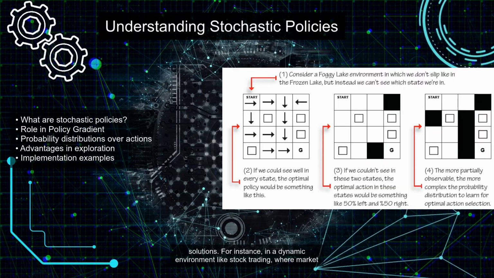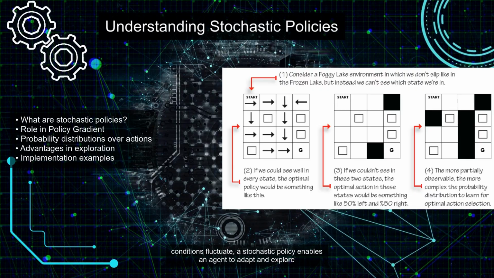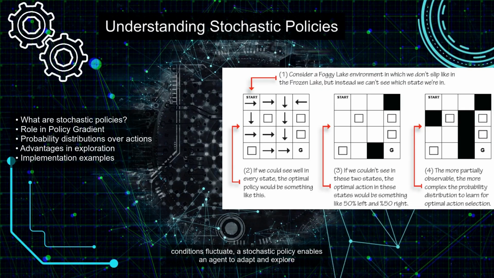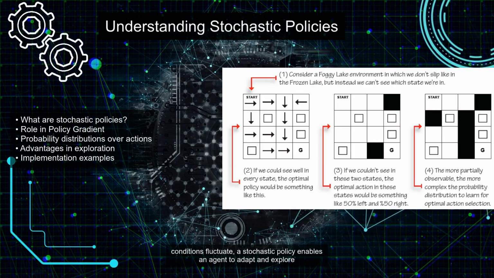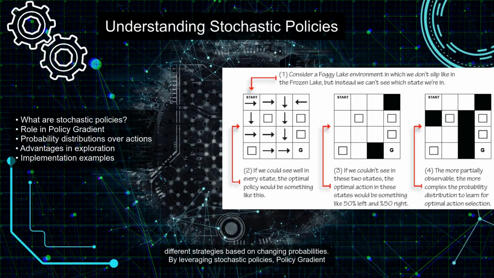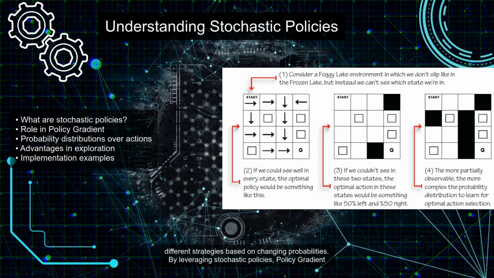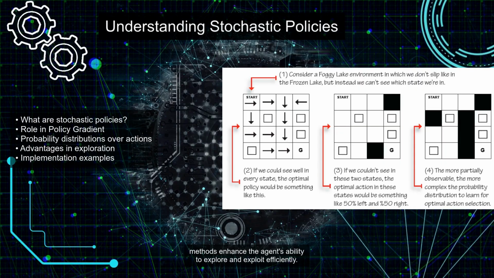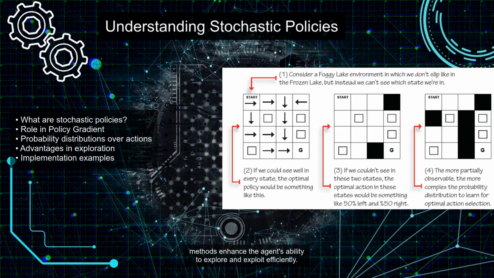For instance, in a dynamic environment like stock trading, where market conditions fluctuate, a stochastic policy enables an agent to adapt and explore different strategies based on changing probabilities. By leveraging stochastic policies, policy gradient methods enhance the agent's ability to explore and exploit efficiently.